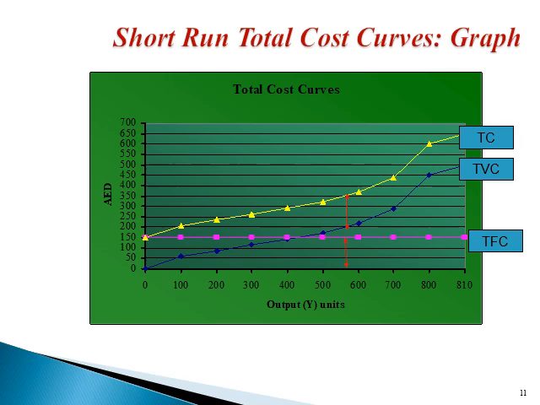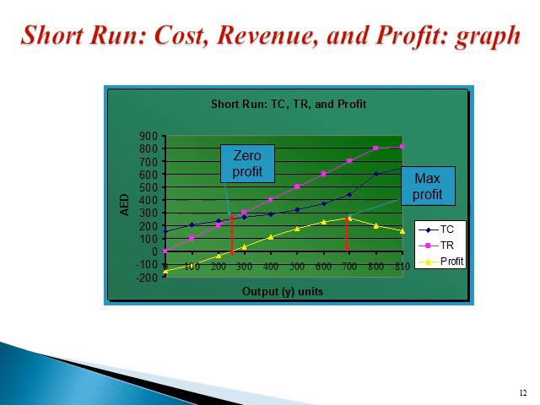These are the cost curves as they look: total cost curve, total variable cost curve, and total fixed cost curve. And remember, in all these cost functions, we have money measured vertically and the level of output measured horizontally. And these are the profit function, the total cost function, the total revenue function, and again, money is measured vertically and the level of output is measured horizontally.